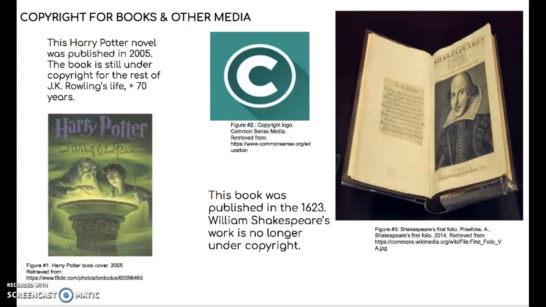Here are some examples of copyrights for books. This Harry Potter novel was published in 2005. This book is still under copyright protection and will be for the rest of J.K. Rowling's life plus 70 more years. This other book was published in 1623 by William Shakespeare. It is no longer under copyright protection.